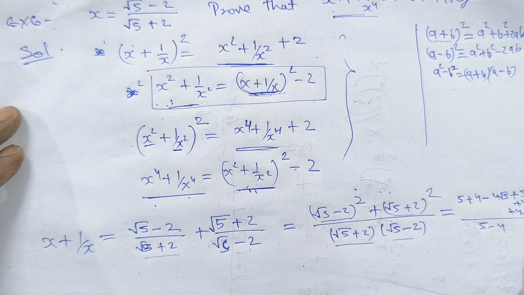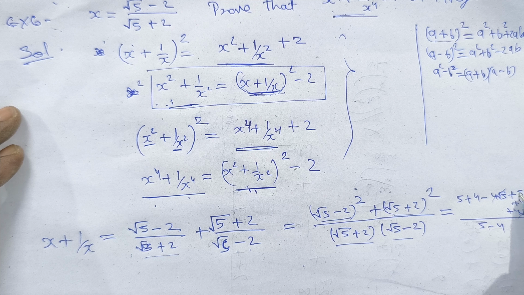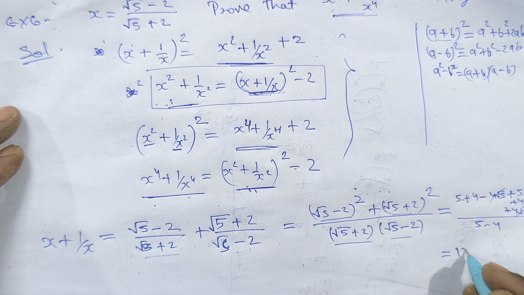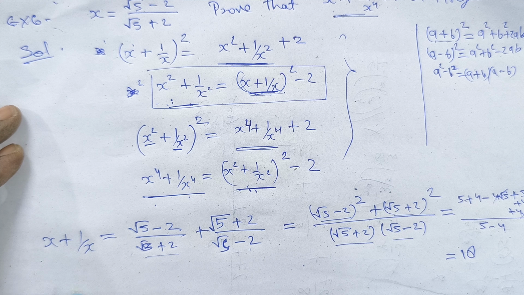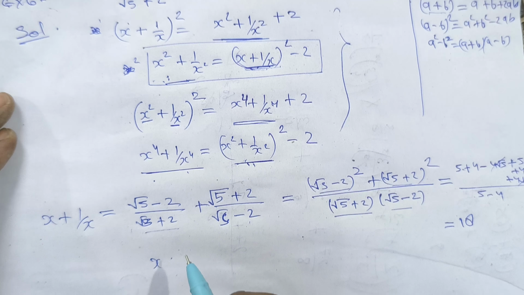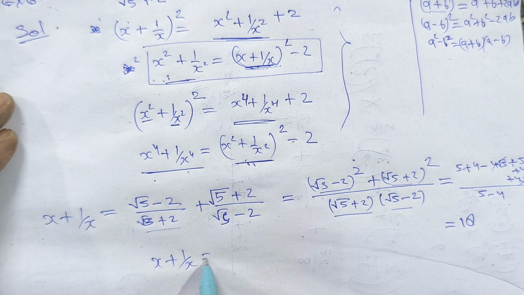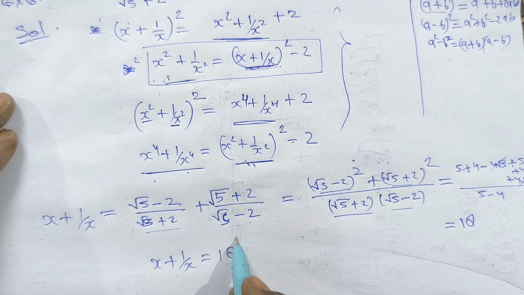Understood? This and this cancel. 5 plus 4 is 9, 9 and 9 is 18, so we got 18. So x plus 1 upon x equal to 18. This you understood?